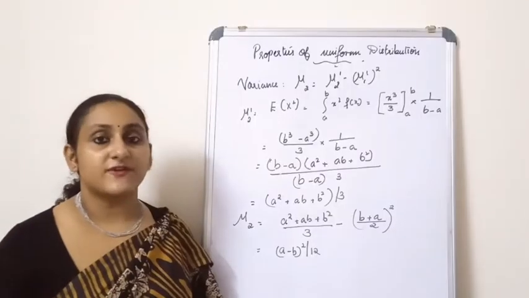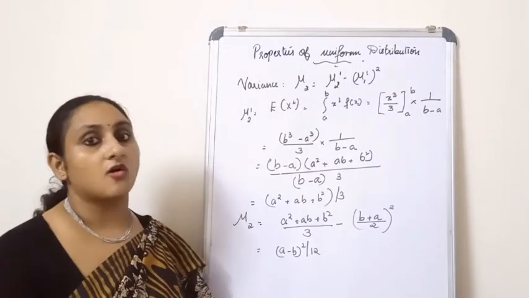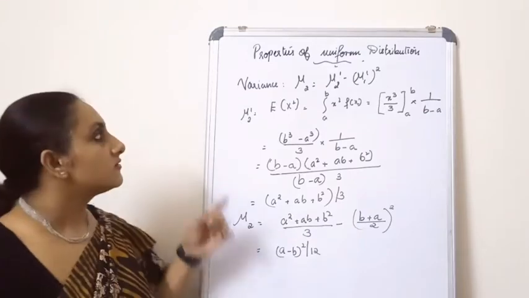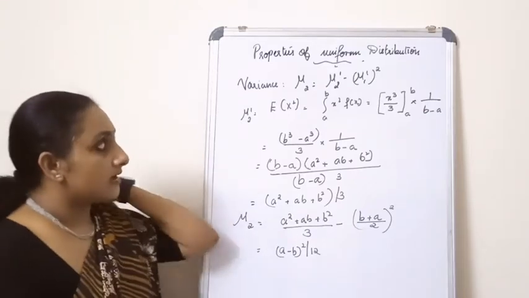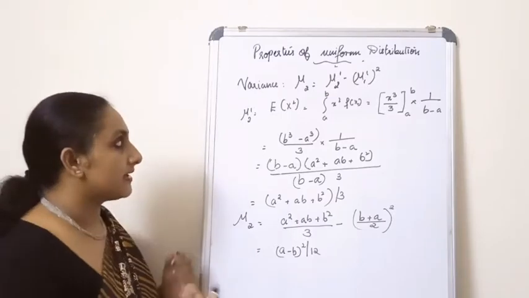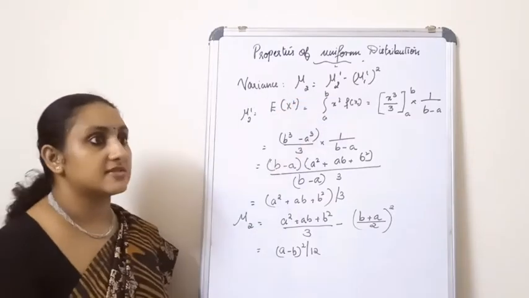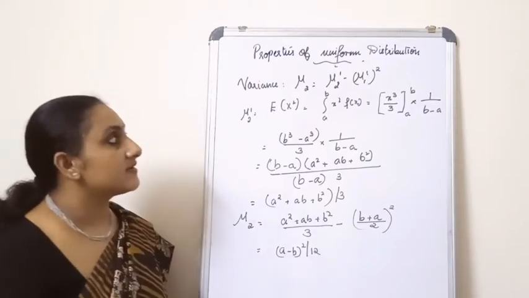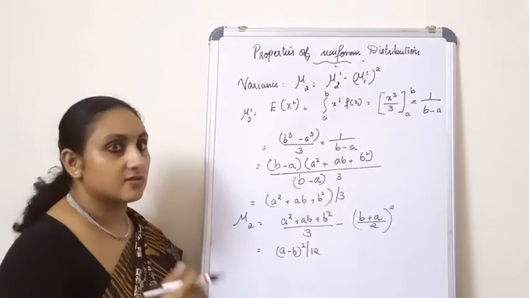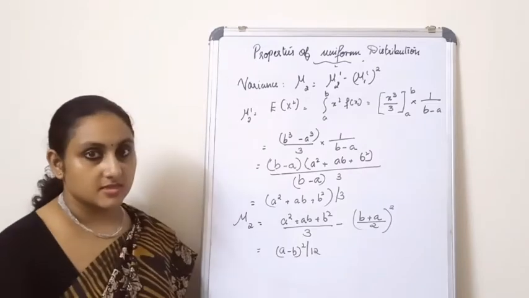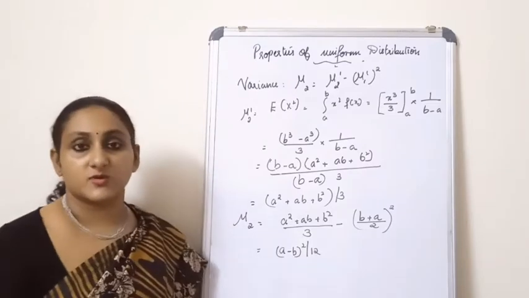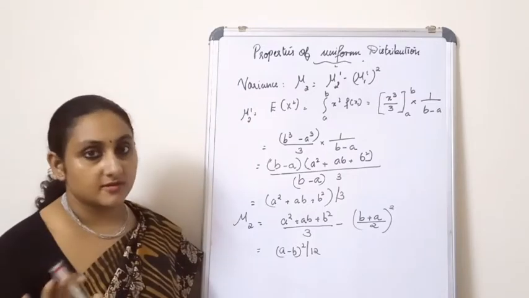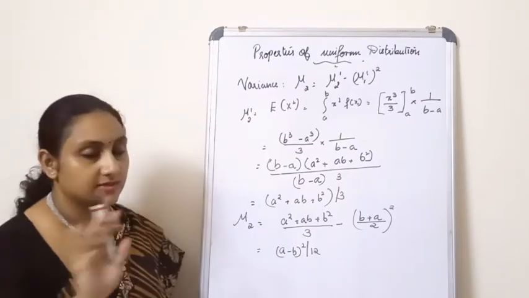Now we are going to find the variance of a uniform distribution in the continuous scenario. So mu2, I hope you all know what the variance is. You represent it in the form of central moments. So mu2 is equal to mu2 dash minus mu1 dash the whole square. Now what is mu1 dash? You already know it: b plus a divided by 2. So that part is not necessary right now.